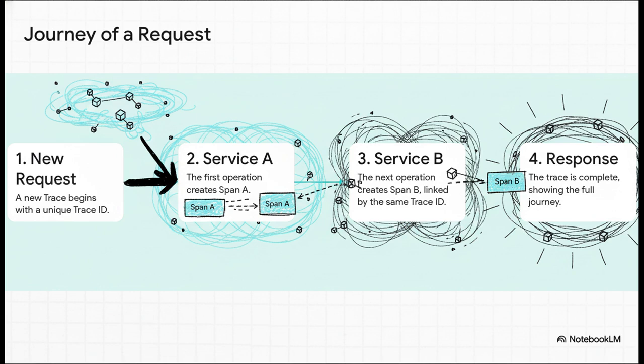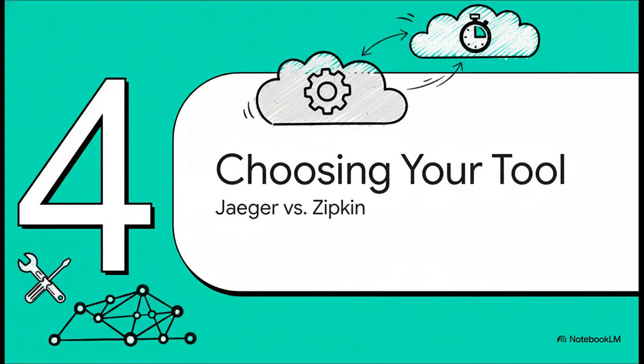Now, both of these spans, A and B, share the same trace ID, which is how they get linked together into one single story. When the final response goes out, the trace is complete. Right, now that we get the theory, let's talk about the practical side. You need tools to actually make this happen.